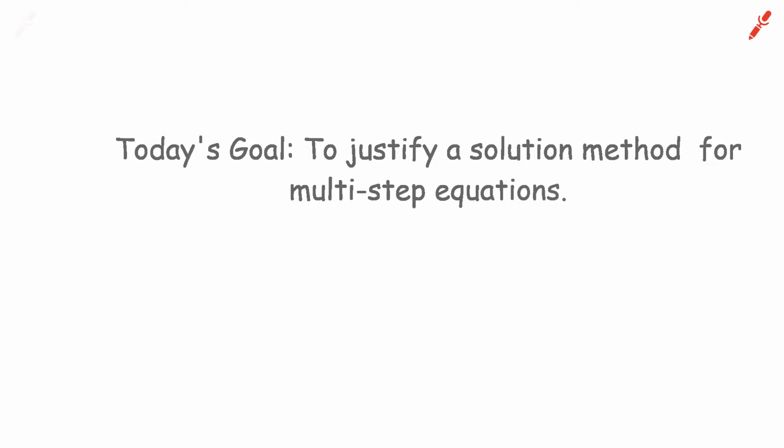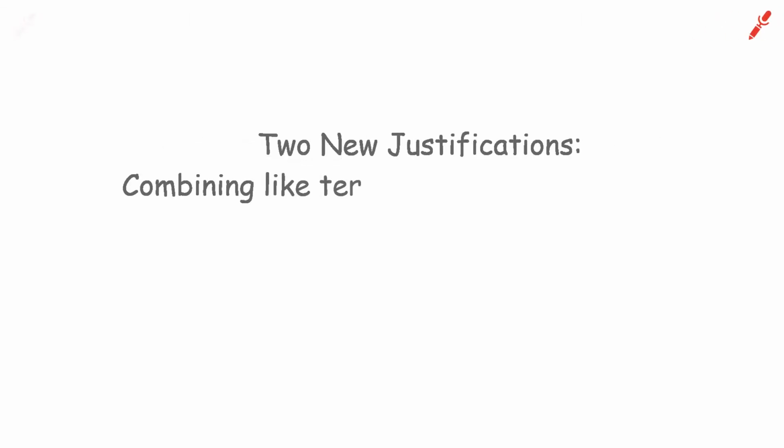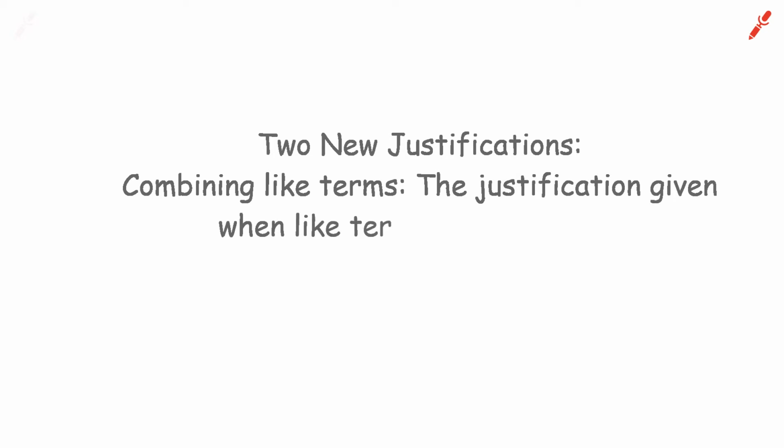It's really simple. It's using the same four properties we've already talked about: the addition property of equality, the subtraction property of equality, the division property of equality, and the multiplication property of equality. The difference is we're now going to add combining like terms and distributive property into this.